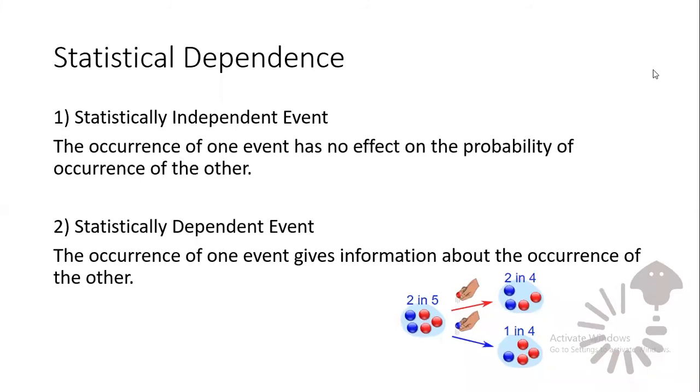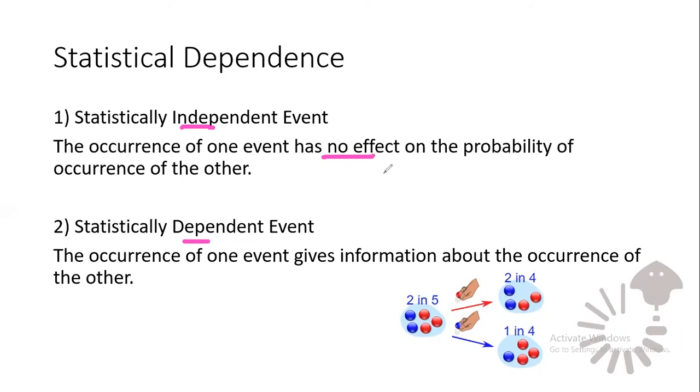With probability experiments, sometimes the first event has something to do with or will affect the second event or the succeeding events. If that happens, you'll consider the dependence of our events or occurrences. So we have two classifications: independent and dependent event. For independent event, the proper definition is that the occurrence of one event has no effect on the probability of the occurrence of the other event.